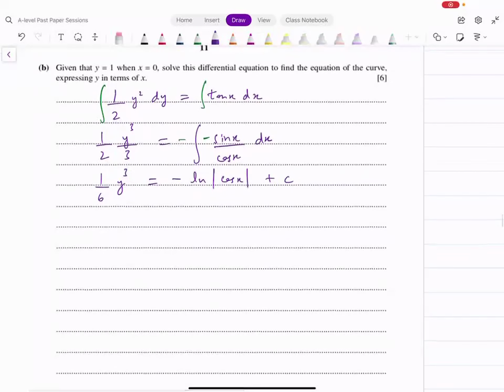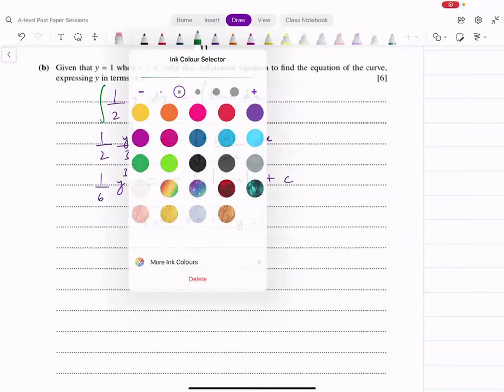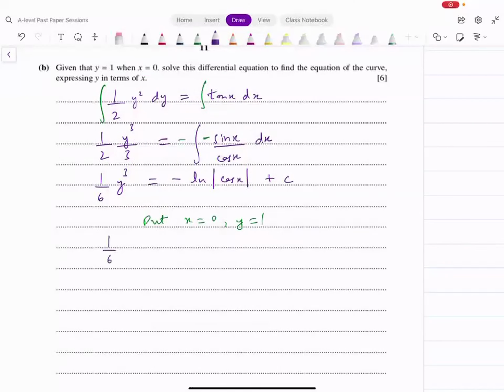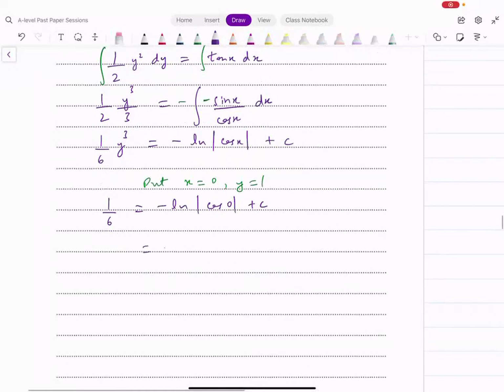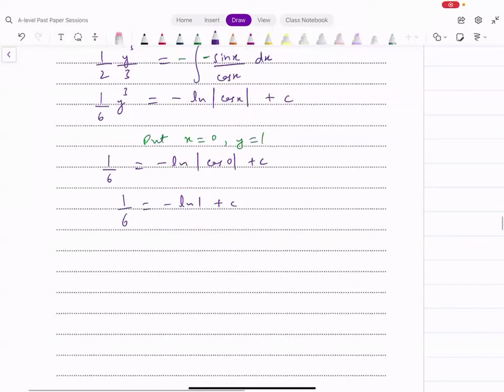अब क्या करेंगे? c की वैल्यू फाइंड कर लें. इसने क्या दिया हुआ है? इसने दिया हुआ है x equals 0, y equals 1. Let's input that here. That's going to give us 1 over 6 equals minus ln cos of 0 plus c. Cos of 0 1 होता है. ln 1 0 हो जाता है. c की वैल्यू क्या आ गई आपके पास? c की वैल्यू आ गई 1 over 6.